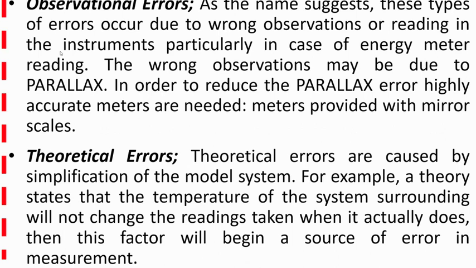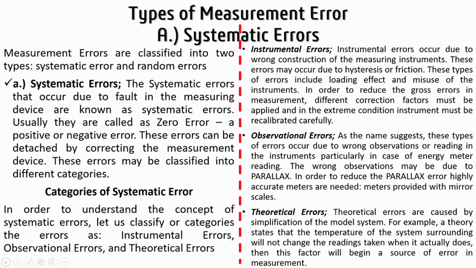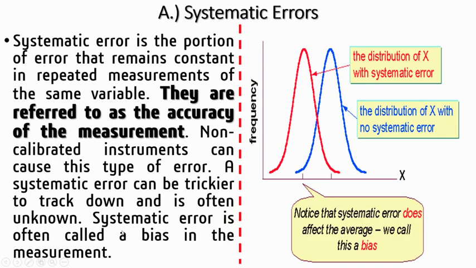Now, the last one is the theoretical error. The theoretical error occurs by simplification of the model system. For example, a theory that states that the temperature of the surroundings will not change the reading of a chemical reaction, when actually temperature is a factor in chemical reactions. So these three terms are the categories of systematic error.